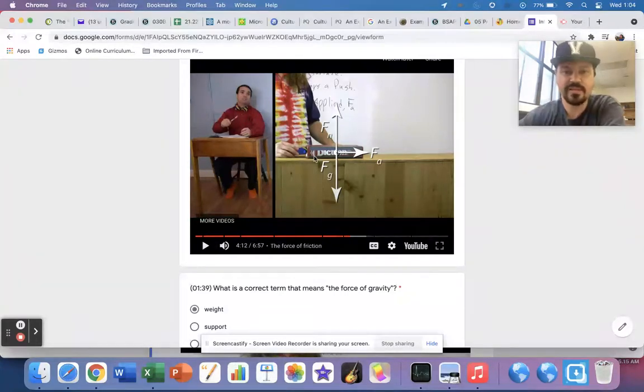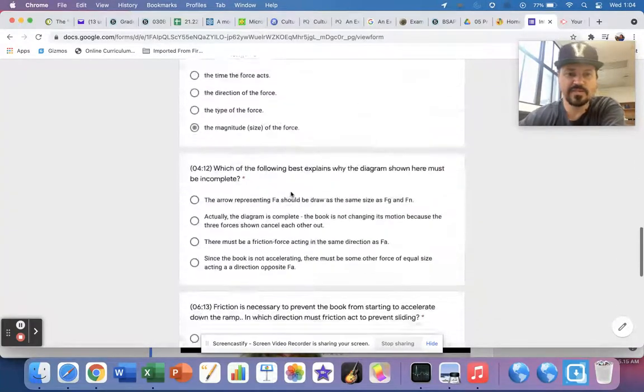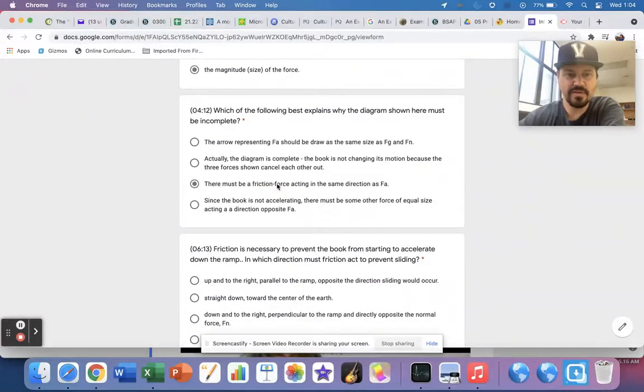What could be doing that? What prevents books from sliding? And the answer is friction. And so that is what's missing down here, but not in the same direction. Here we go. Boom.